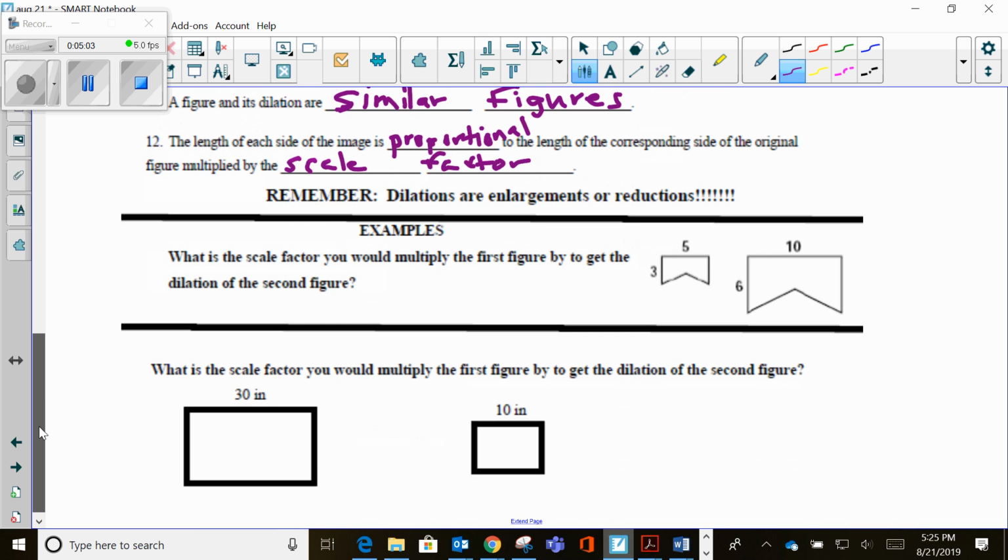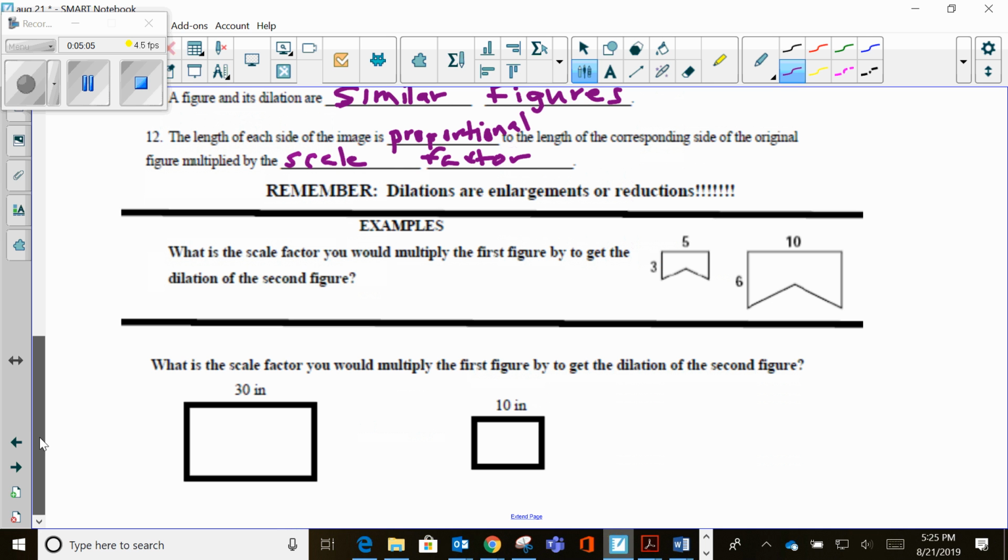Now let's look at a couple examples of how we would actually use this. So if we're looking at this first example, what is the scale factor you would multiply the first image by to get the dilation of the second image? In this case, it does not have letters, so we're going to assume this first smaller shape is your object. And the second shape is the image.